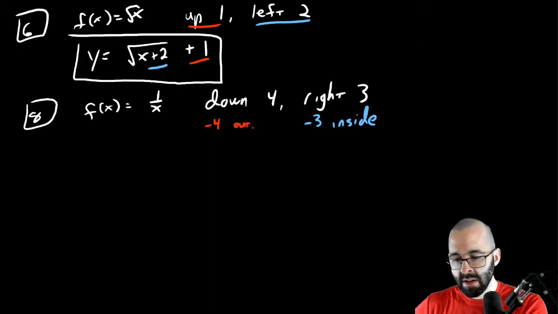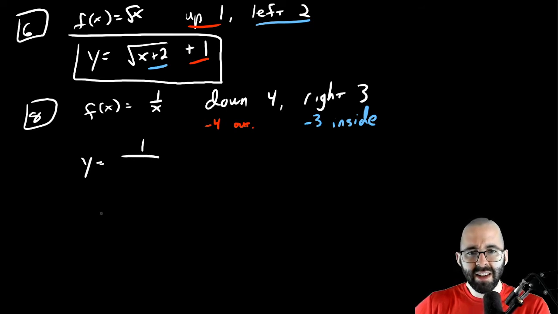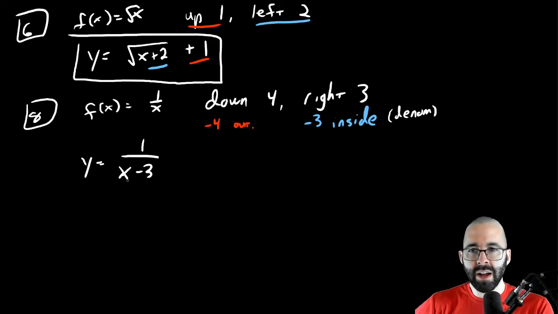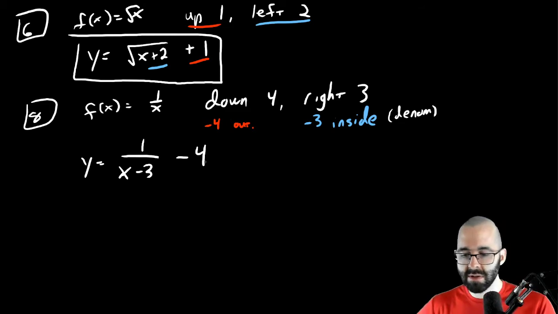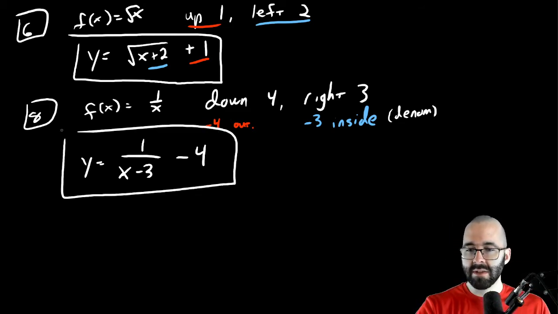Okay. So let's combine all this. We're going to get that our new transformed function, there's no real inside, but for fractions, inside means denominator. It becomes x minus 3 on the inside or denominator and minus 4 on the outside of the fraction. Should look like this. Let's check our answers.